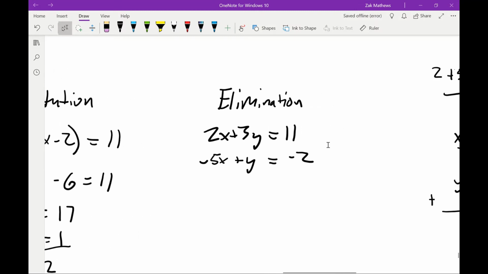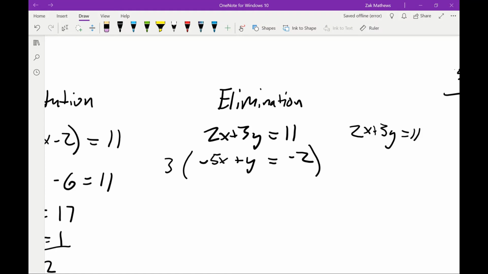So what I'm going to do is take this second equation and multiply it by a 3. So I have my first equation, which I'm not changing at all. My second equation, I have now 3 times 5 is negative 15x, and then I have 3 times y, which is 3y, and on the right hand side 3 times negative 2 is negative 6. So by multiplying by that 3, I now have the coefficients on the y's to be the same.